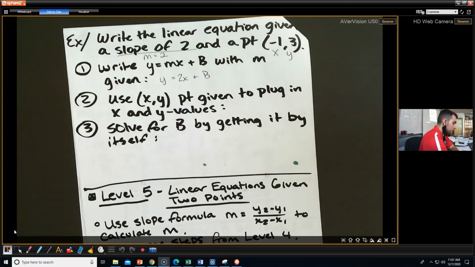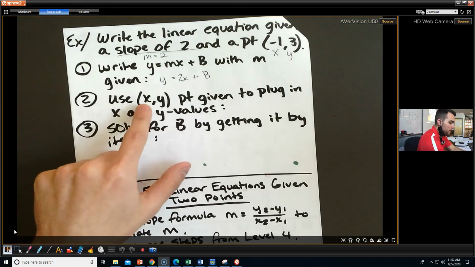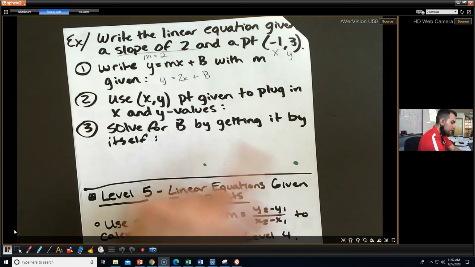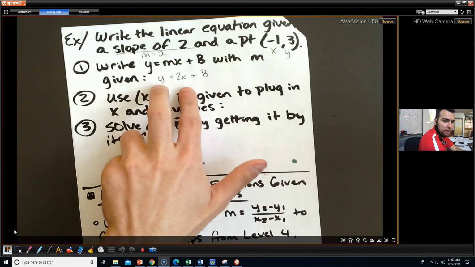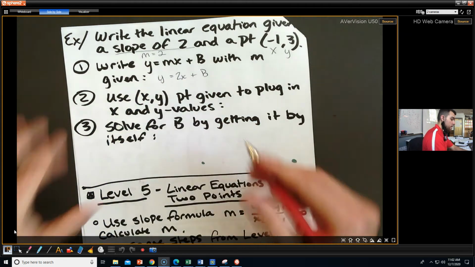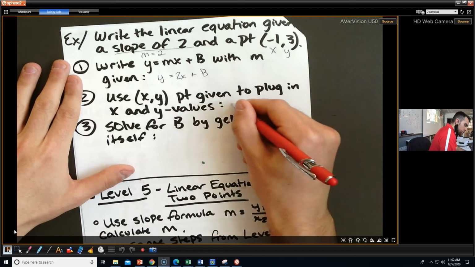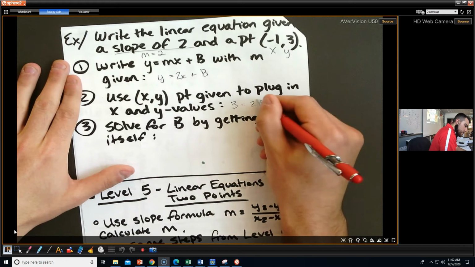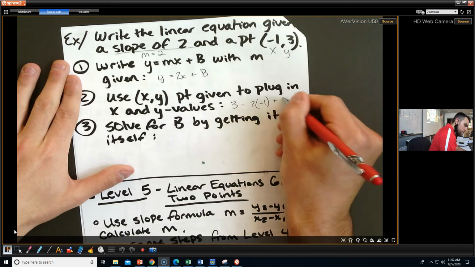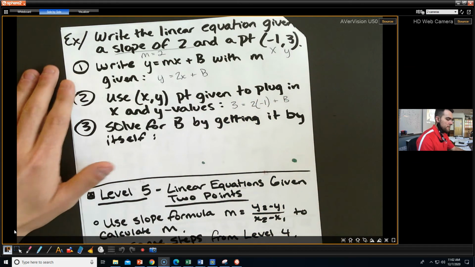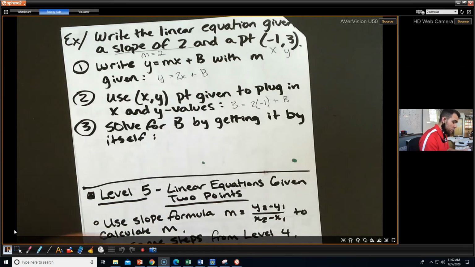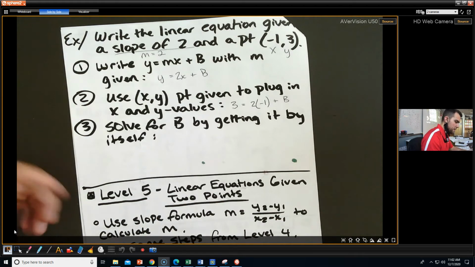Well, now we got to find what b is. So step 2 is actually substituting the x and y point and plugging that in for the x and y values right here to solve for b. So this x and y will go in for x and y here. So let's do that. This will be 3 equals 2 times negative 1 plus b. And there we go. So for step 3, it's actually solve for b by getting it by itself.